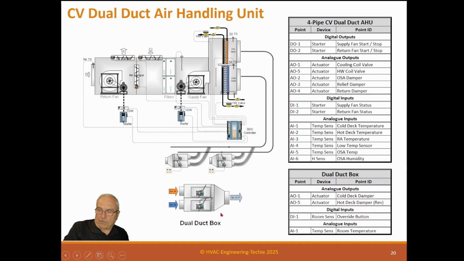This is the dual duct box. Digital inputs is room sensor override button. Analog inputs is a temperature sensor for the room temperature. And again, this may be a network connection. And that's how the box operates now.